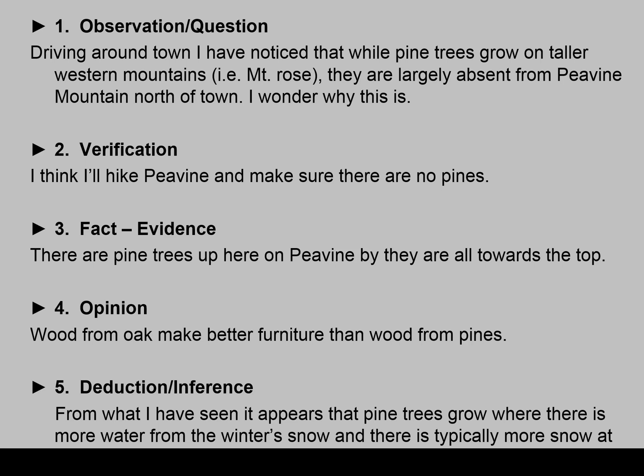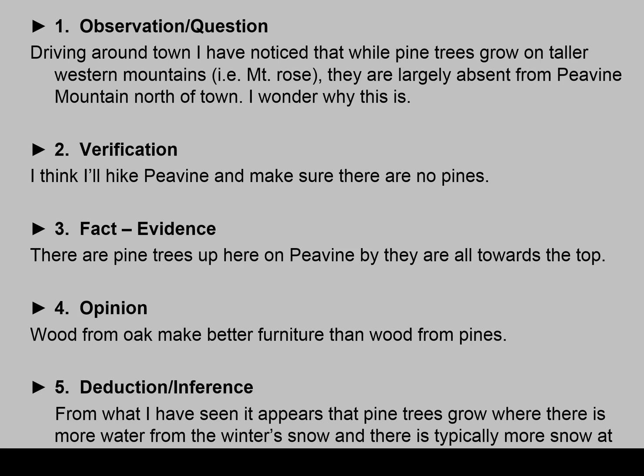Here's an example of verification: I think I'll hike Peavine and make sure there are no pine trees. An example of fact and evidence: there are pine trees up here on Peavine, by the way, they are all towards the top. So the scientist went up to Peavine, verified it, and showed, as fact and evidence, that there are pine trees on Peavine, however, they're towards the top. An opinion would be, for example, wood from oak makes better furniture than wood from pines.